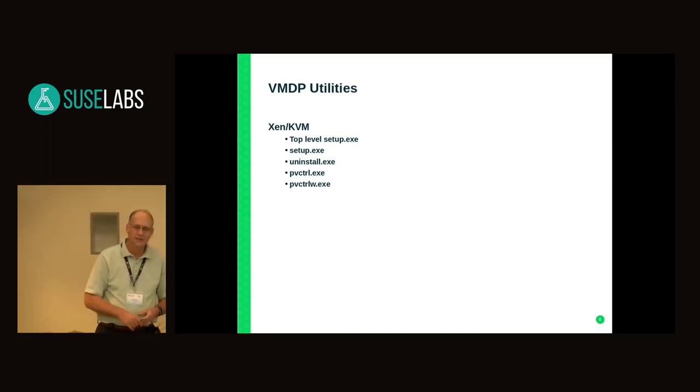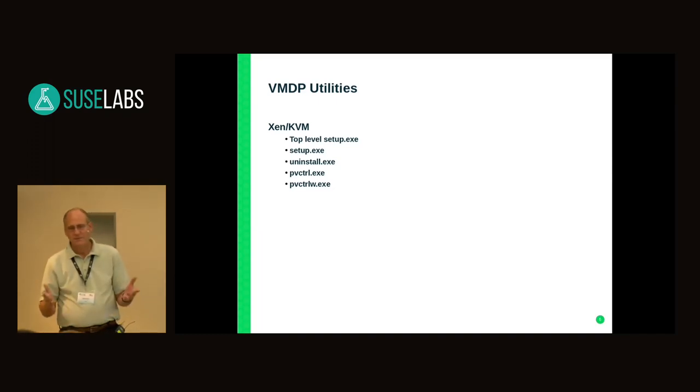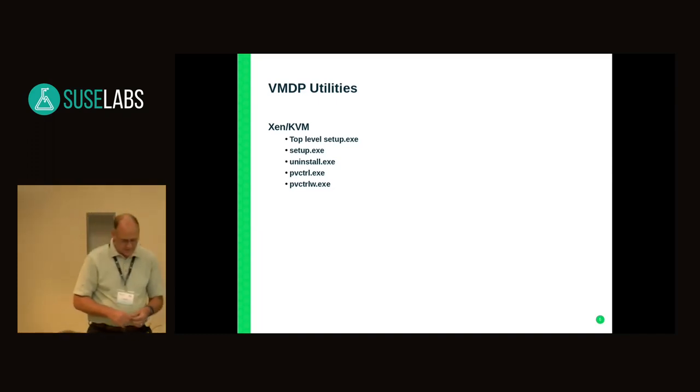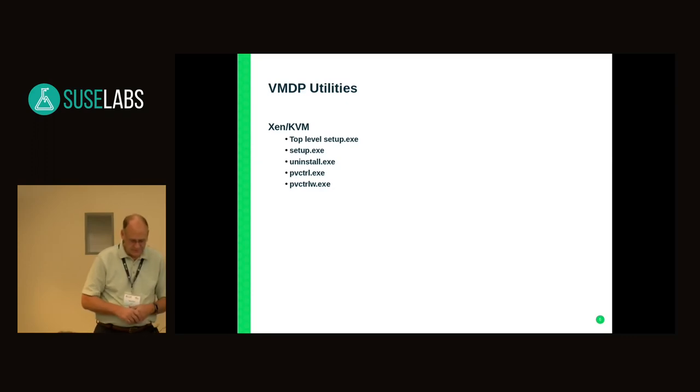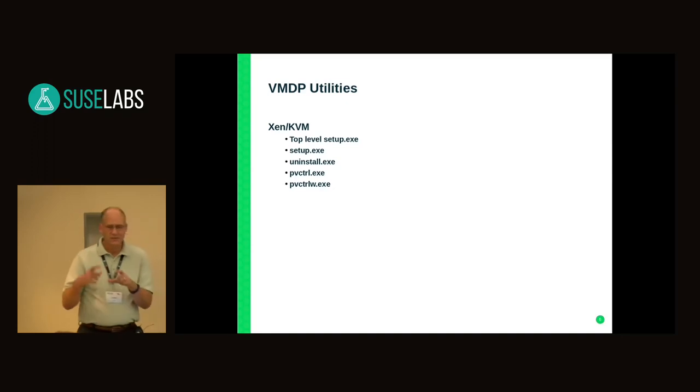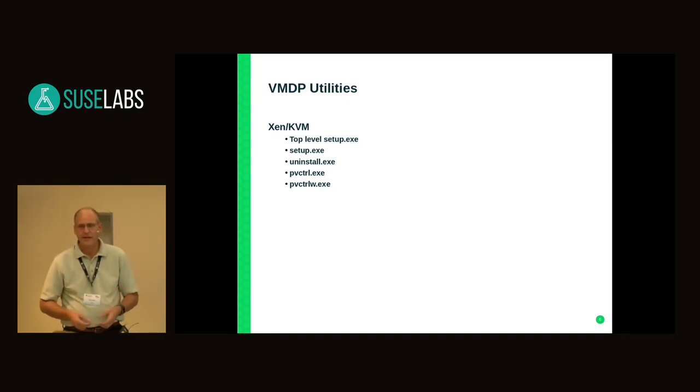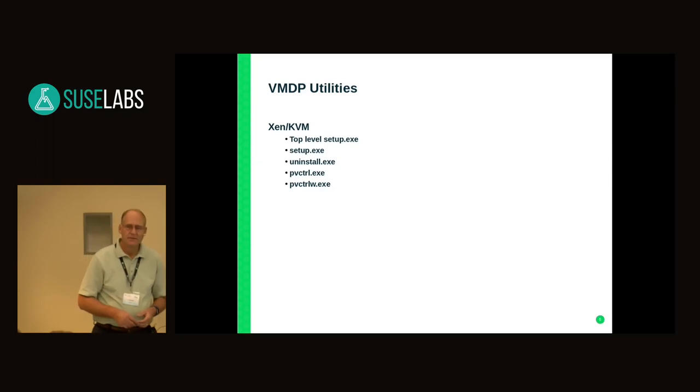Conversely, we have our uninstall. That takes everything out of the VM, deletes all the files, and cleans up all the registry information, just as if you'd never installed it in the first place. Then we have the PV control utility. That's a command line utility that does a lot of nifty little things to help configure drivers, all kinds of things. We'll talk a little bit more about that. And then we have the PV control W, which is a little Windows dialog app that can perform a subset of the utilities that are in the PV control.